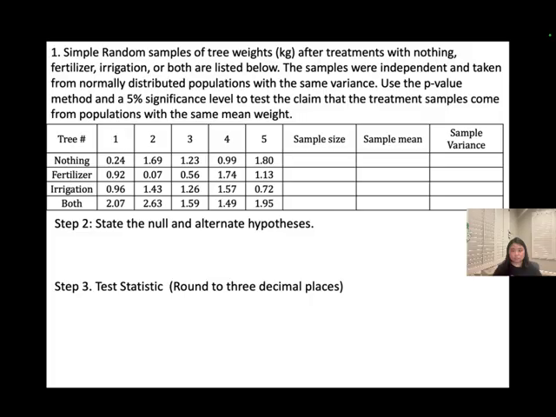Okay, then we try to fill in this table. So sample size, we do have a 5, right? 5 samples for each population. Sample mean, you're gonna plug in your data and find out the sample mean and the sample variance.